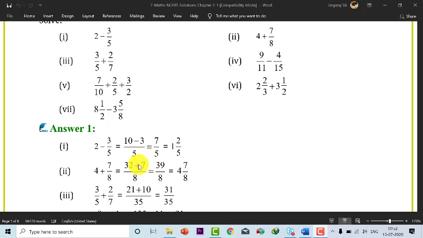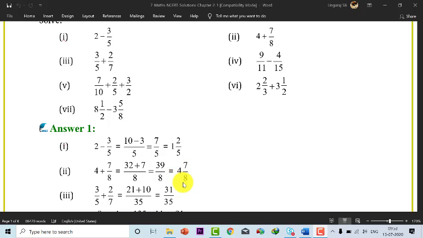So 32 plus 7 is 39 divided by 8, which is the LCM. We can write it in the denominator place. So 39 divided by 8 becomes 4 7 by 8. Here 8 4s are 32 plus 7 is 39 by 8. So divide this 39 by 8, the quotient we get is 4 and the remainder we get is 7, and the divisor 8 we can write in the denominator place. So it will be 4 7 by 8.